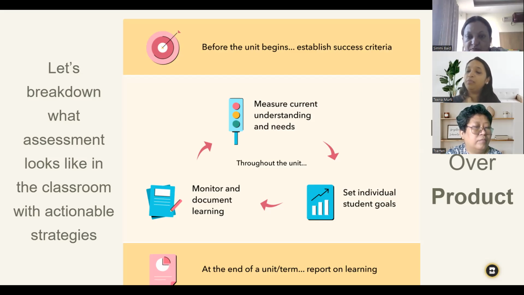So what we do, we put them into groups after assessing. We understand that children generally fall under those three categories, and that's how we set up the goals for them. We monitor and document their learning throughout the unit, and then finally we report on that learning.